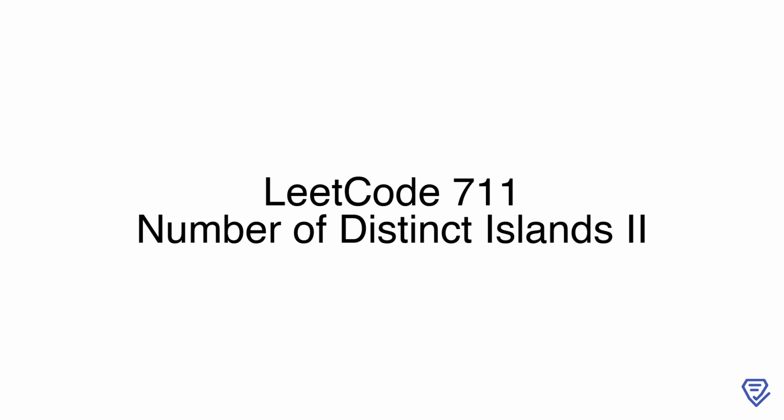Welcome to this coding problem walkthrough. In this session, we will tackle LeetCode problem number 711, titled Number of Distinct Islands 2. This problem challenges us to identify unique island shapes in a grid, accounting for transformations like rotations and reflections. Let's dive in and explore how to solve it step by step.